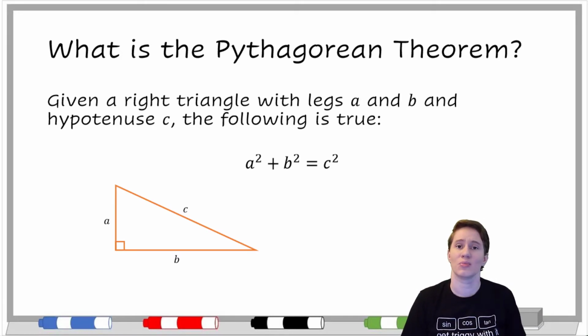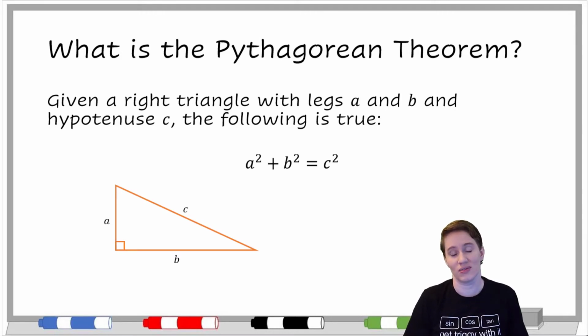So we're going to do some examples of this in both directions. We're going to be looking for missing sides using the Pythagorean Theorem, and then we're also going to have some side lengths and test to see if they form a right triangle or not.